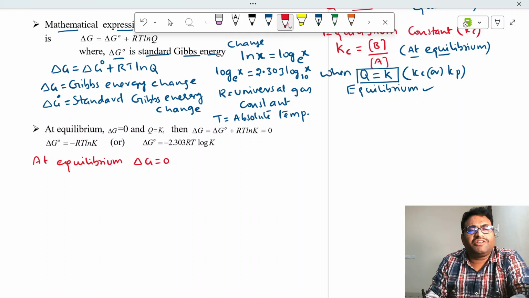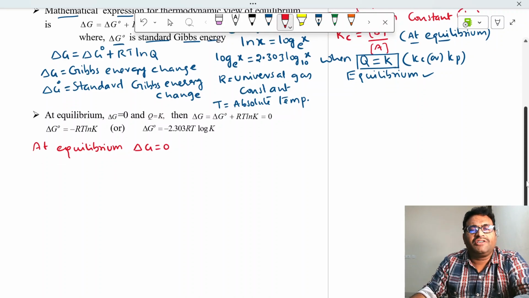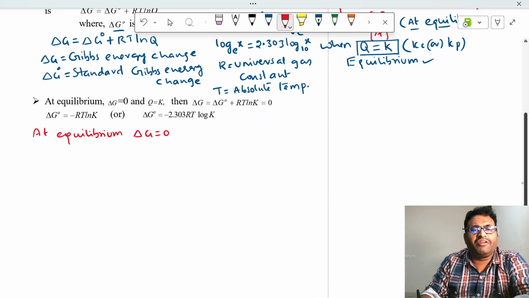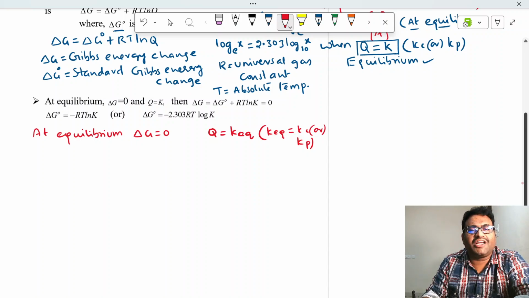Gibbs energy change is equal to 0 at equilibrium, right? And at equilibrium, we have already studied that Q is equal to K, whether it is Kc or Kp. So I can write K equilibrium. This K equilibrium can be written as Kc or Kp, depending upon the nature of the reactants and the reaction conditions.